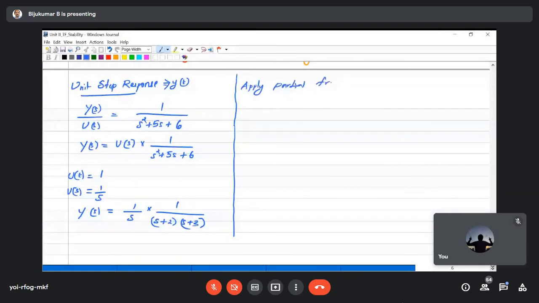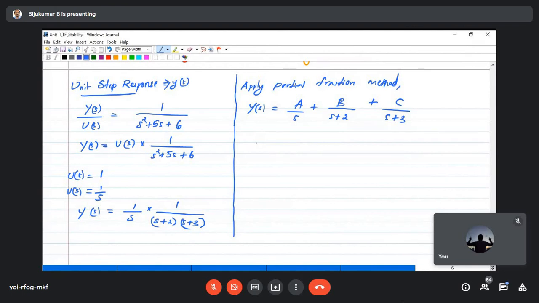By the partial fraction method, we can write Y(s) = A/s + B/(s + 2) + C/(s + 3), where A, B and C are called residues of the system. So the next step is to find out A, B and C, right? How will you find A, B and C? Just take the LCM and set s = 0, s = -2 and s = -3. Can you please find and tell me what A, B and C are? I'll give 2 minutes.